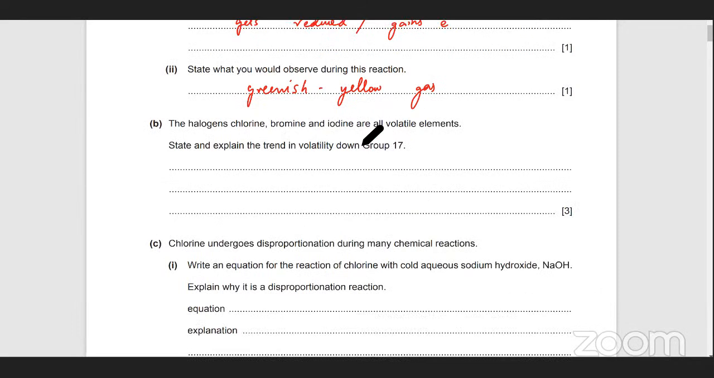State and explain the trend in volatility. You have to explain, पहले तो state the trend. What's the trend? Volatility increases or decreases down the group? Decreases. ठीक है. Okay, so it decreases down the group. Why? Because the atom gets bigger, so more electrons and you have more van der Waals forces.